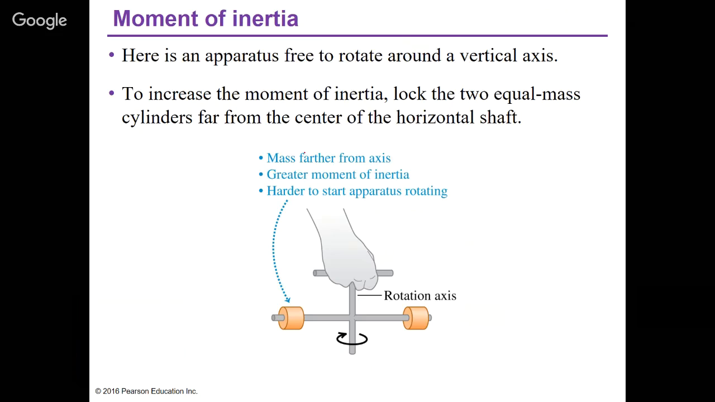On the other hand, we can increase the moment of inertia of this apparatus by locking the two equal mass cylinders far away from the center, at the ends. Because the moment of inertia is basically the sum over all the mass times the distance from the axis, Ri squared, right? As we move the cylinders away from the rotating axis, this whole quantity, the moment of inertia, increases. Okay.